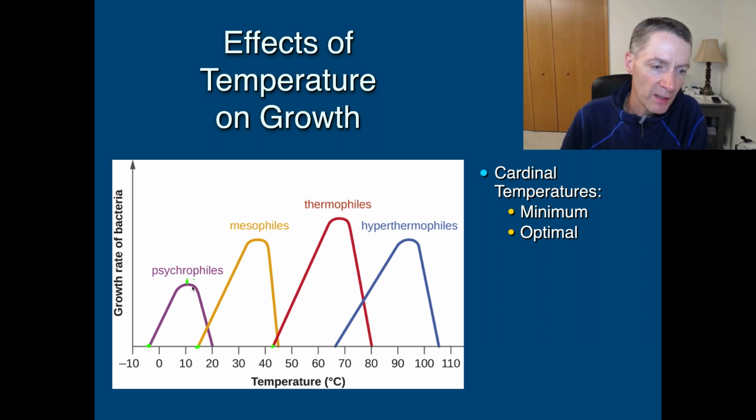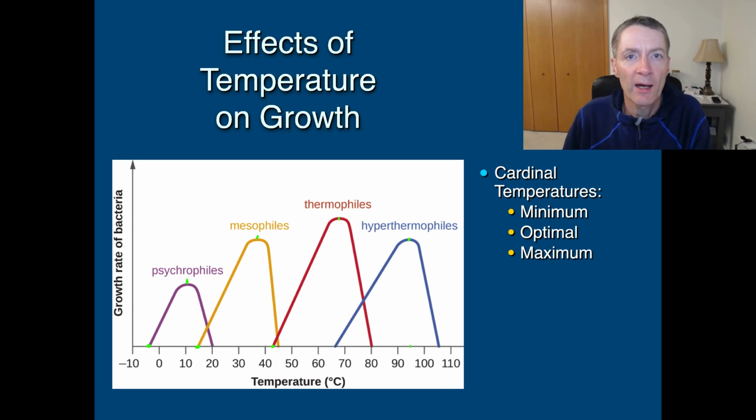Okay, wherever the peak is, like for psychrophiles, it's around 10 degrees. Mesophiles, it's right around 30, 36, 37. Sounds like our temperature, right? So we, in fact, would probably be classified as a mesophile, okay? Thermophiles, way up there, right? We're talking closer to 70 degrees. Hyperthermophiles, man, those are way up in the 90s, right? This is the best temperature for these organisms to grow.